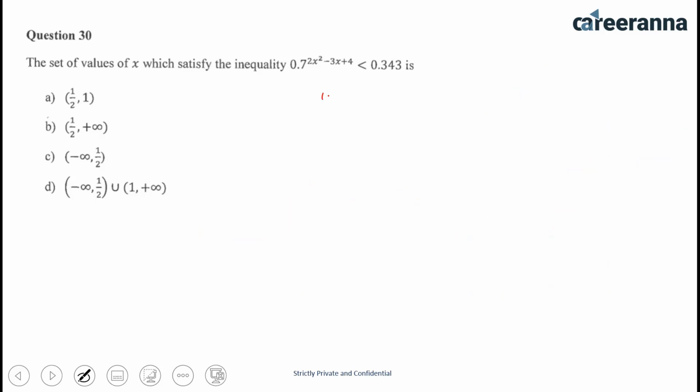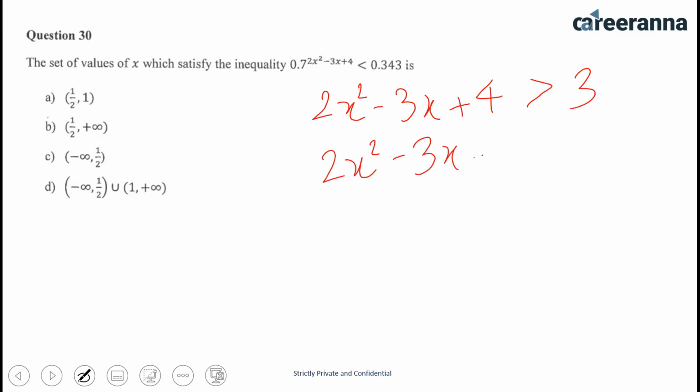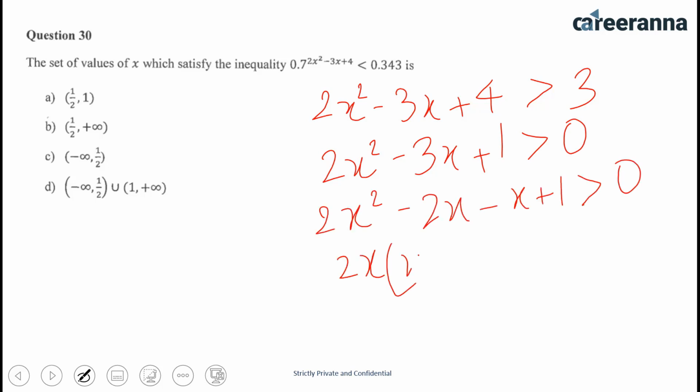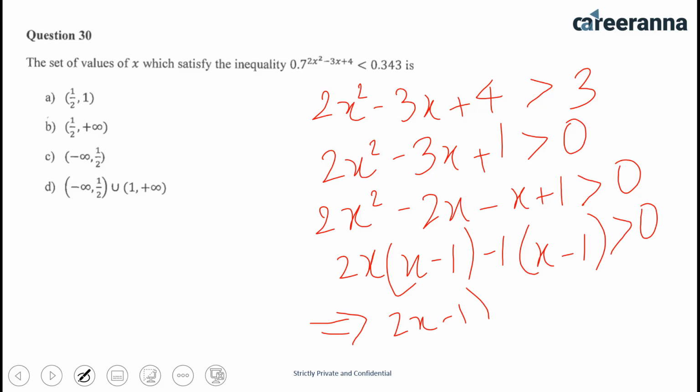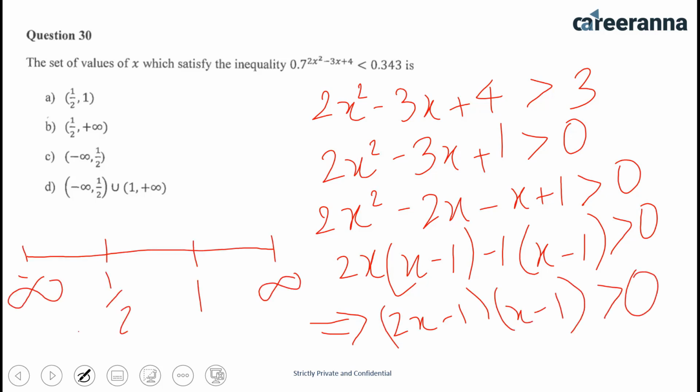Now we'll solve this: 2x square minus 3x plus 4 should be greater than or equal to 3. This will become 2x square minus 3x plus 1 greater than or equal to 0. If I factorize it, this will become 2x common, x minus 1, minus 1 common, x minus 1, and it should be greater than 0. This implies (2x minus 1) and (x minus 1) should be greater than 0. Minus infinity to half, 1 to infinity. Now we need to find the values greater than 0.